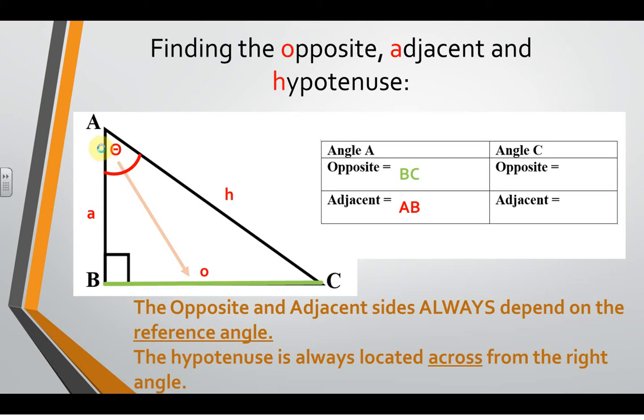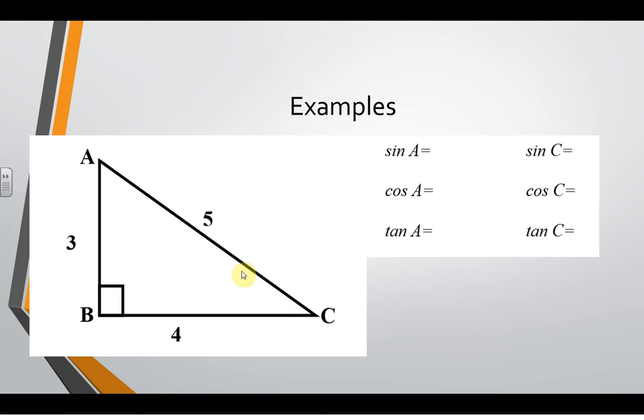Okay. All right, now I can switch it up and I can use C as my reference angle. So for C, my hypotenuse doesn't change, but my opposite does. It's across. So that's AB. And then my adjacent is the side touching the angle right here, adjacent, BC. All right, so let's do some examples with numbers.